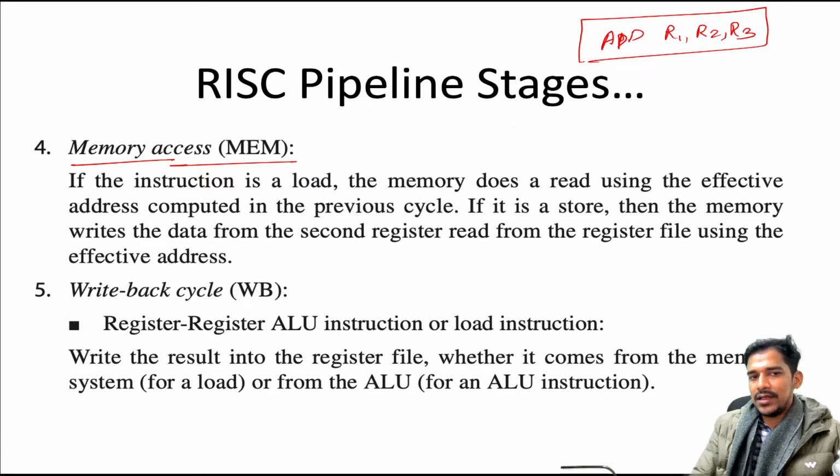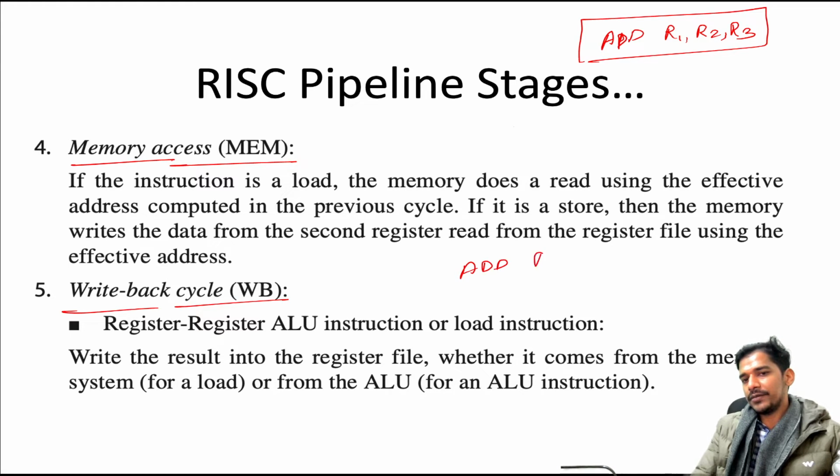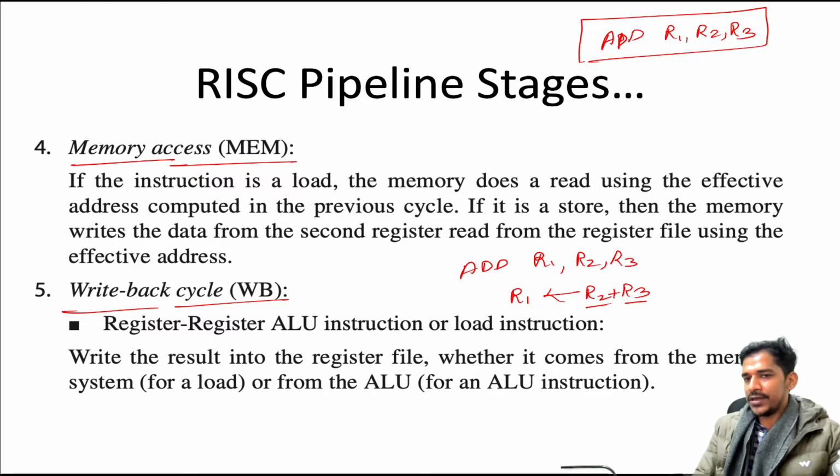Now the last cycle is the write back cycle, and this is very important. In the write back cycle, you are writing the result into the destination register. Remember, in the write back cycle, you are not writing the operand into the memory. You are writing into the registers only. For example, if you have add R1, R2, R3, the interpretation of this instruction is R1 equals R2 plus R3. So these two registers, that means the input operands from where we need to add the values, will be accessed in the instruction decode or register read cycle.